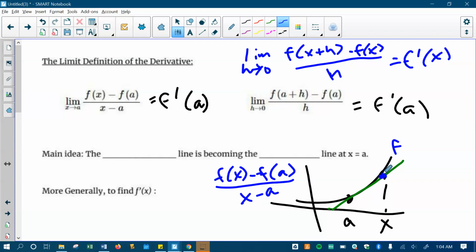Because the coordinates here are x comma f of x and a comma f of a, we get the slope of the secant line here. To make this a tangent line at x equals a, we move x closer and closer to a. Again, a is frozen here and only x is moving. The y value gets closer and closer to the y value at x equals a, and these secant lines become more and more like the tangent line.